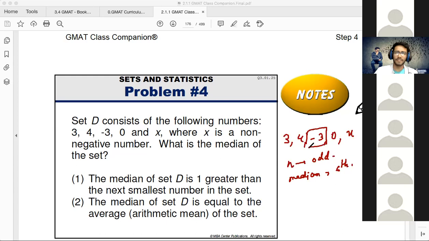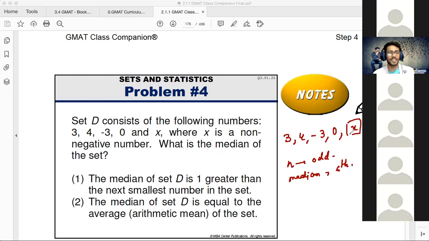Just for the timing I'm saying, median, say for example, is this. No, I have not arranged the data in ascending order. Sorry, my bad, I didn't see it. So it depends. You have to arrange the data first. So it will depend on x, where x is a non-negative integer. Non-negative integer means positive. What is the median of the set?